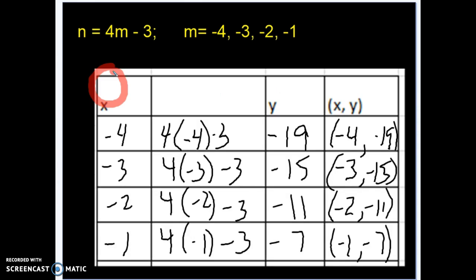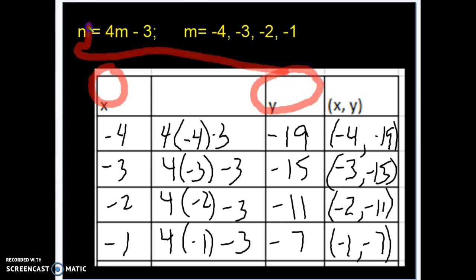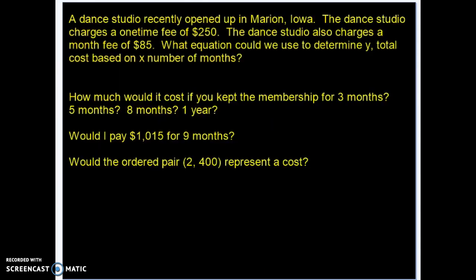What you may have noticed in this problem is the variables weren't x and y, but what you have to remember is y is always in the place of what is your answer to the solution. So y is our n, and our x, in this case, would have been our m. So your ordered pairs should have been negative 4 comma negative 19, negative 3 comma negative 15, negative 2 comma negative 11, and negative 1 comma negative 7.